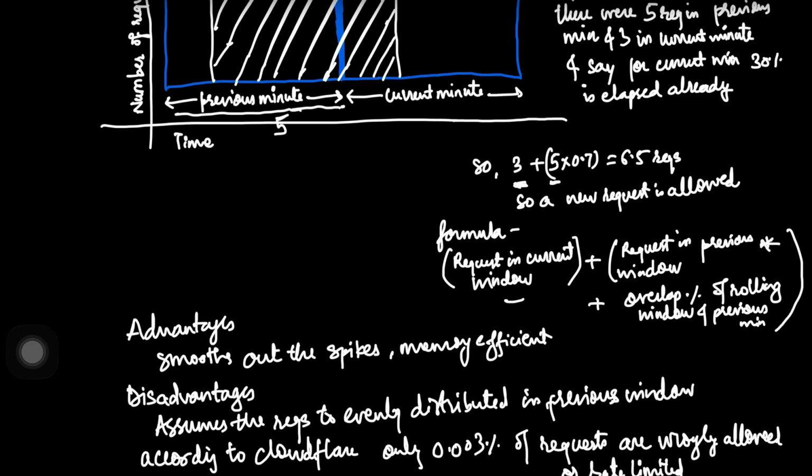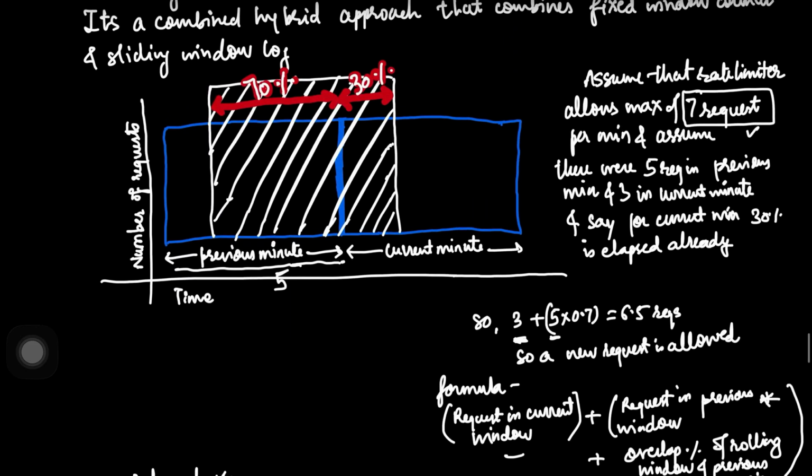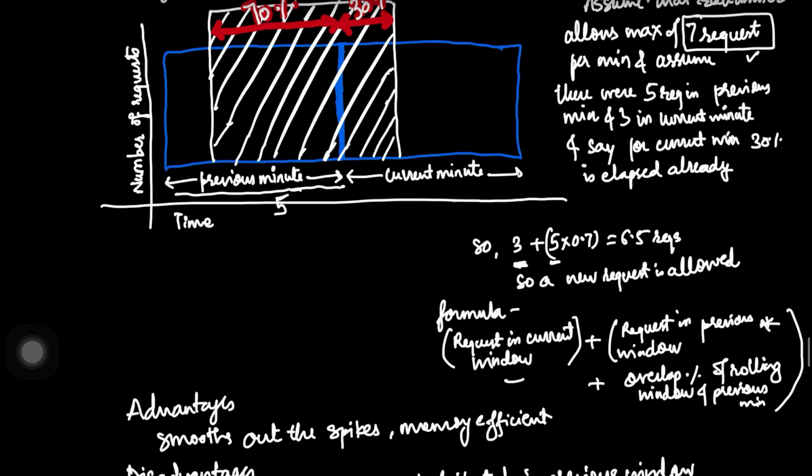the overlap percentage of the rolling window of the previous minute is here 70%, because 30% was already being considered in the current minute, and we have the 70% overlap with us right now. If we plug in this value in our formula, then we get around 6.5 requests. So 6.5 is essentially lesser than 7, which tells us that we can allow this request.